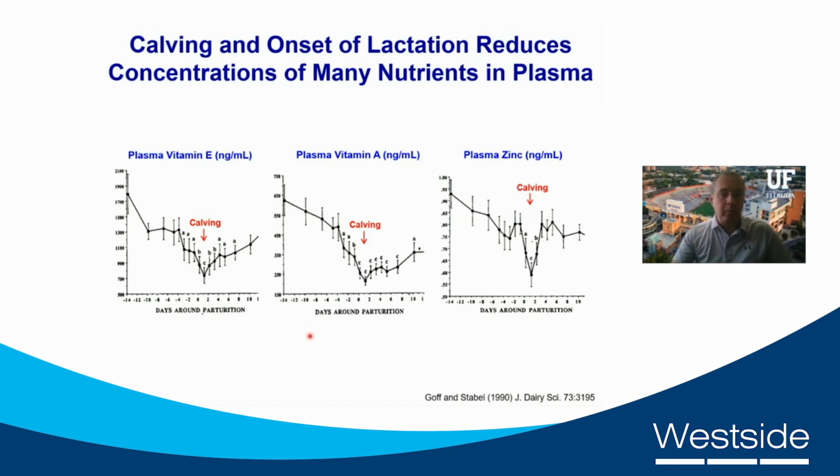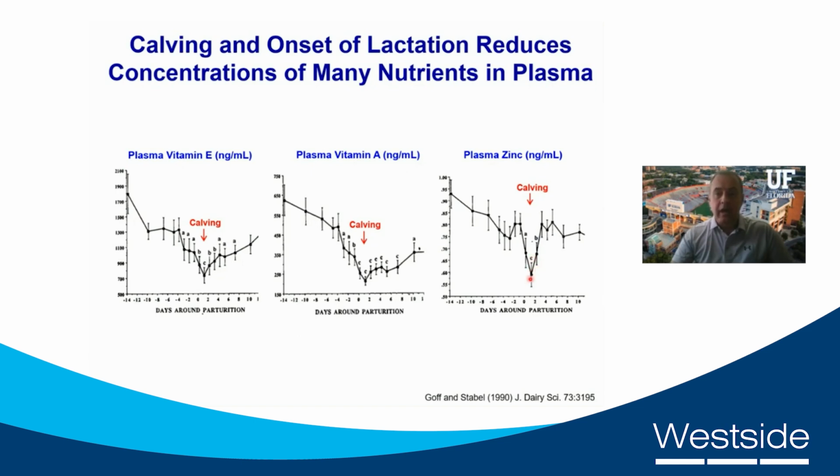So here's an example from work from Jesse Goff at the National Animal Disease Center in Iowa, in which he characterized concentrations of vitamins and some minerals in cows as they approach calving. In this example, you can see that zinc concentrations decreased as the cow approached calving and reached its nadir in the days following calving, because of output as colostrum and uptake by the pregnant uterus. And that can quickly be reestablished once that animal consumes the diet.